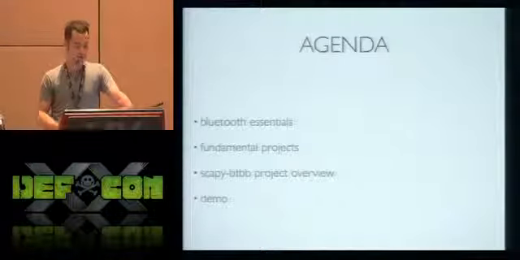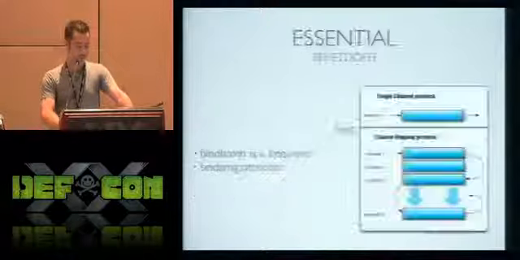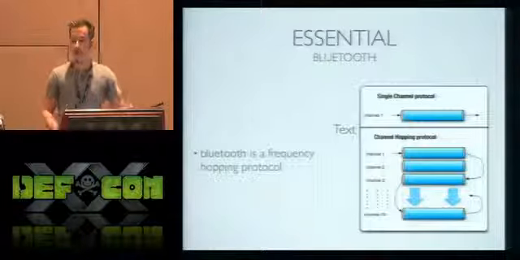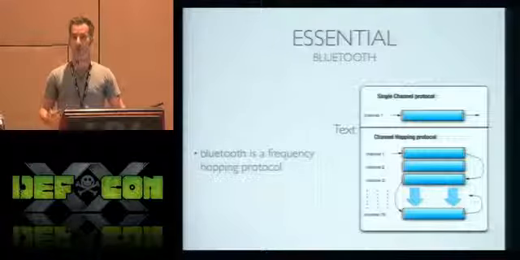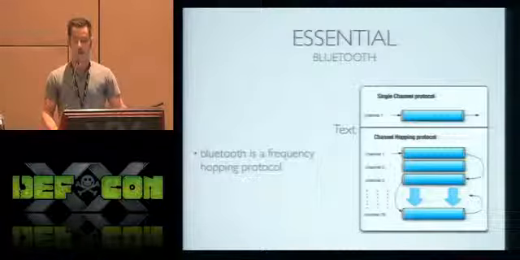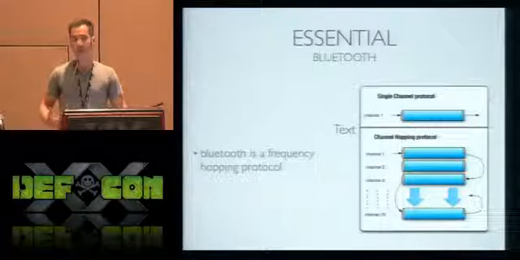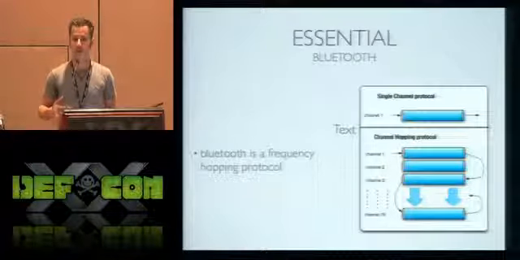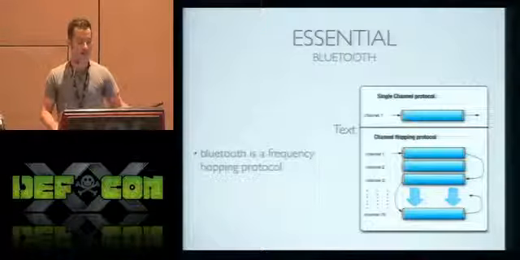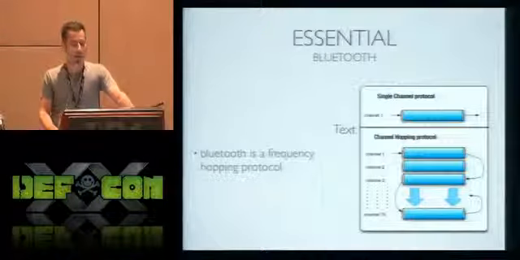And let's get going. Okay, so the first thing to understand about Bluetooth is it's built upon this frequency hopping protocol. What this means is a communication between two devices is going to take place over 79 different channels, and these devices will hop through these channels at about 1,600 times per second.